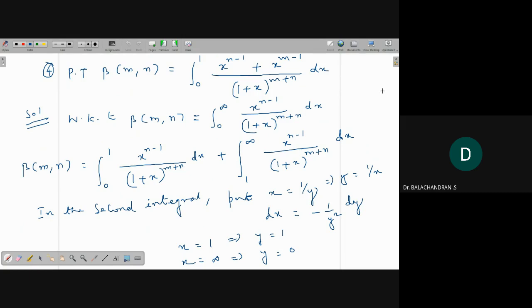The crucial idea is this. First, you should know the beta function in terms of an infinite integral, and then you need to split 0 to infinity into 0 to 1 and 1 to infinity. This is the second idea. Third, very important, in the second integral you need to substitute x equal to 1 by y. Only these three things you need to remember in your mind. Then you can solve this problem.